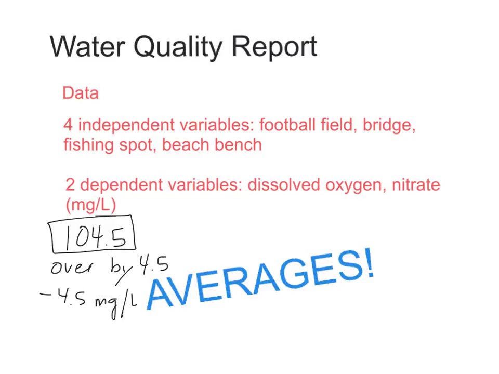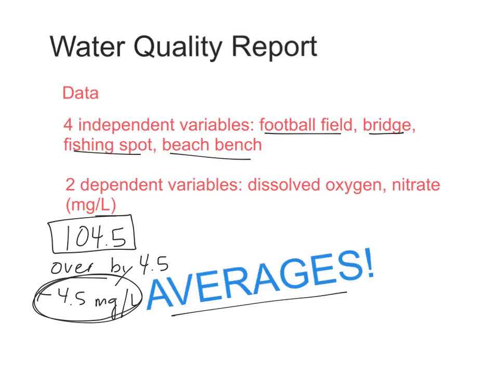But once everybody has subtracted out any extra values from their nitrate reading, then you can go on to this averaging. So again, when you're all said and done, you're going to have an average for dissolved oxygen for the football field, the bridge, the fishing spot, and the beach bench. And then you're also going to have an average for nitrate for the football field, the bridge, the fishing spot, and the beach bench. So altogether you'll have 8 numbers, 8 values that are averages of those readings.